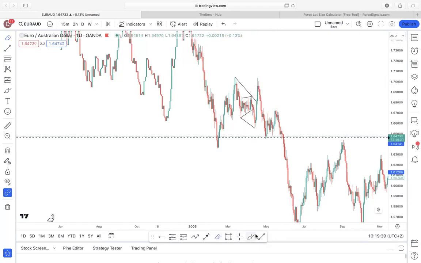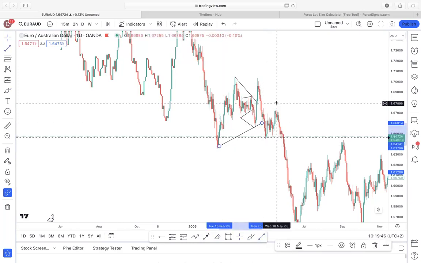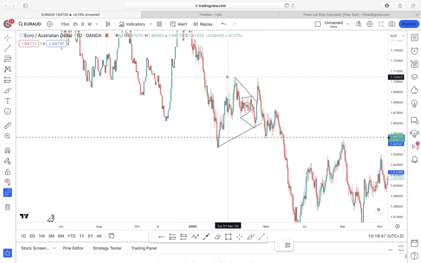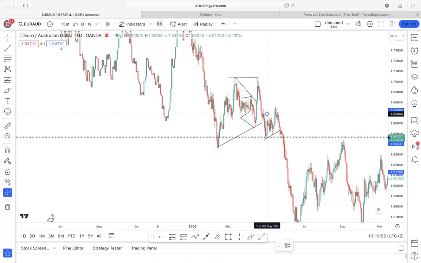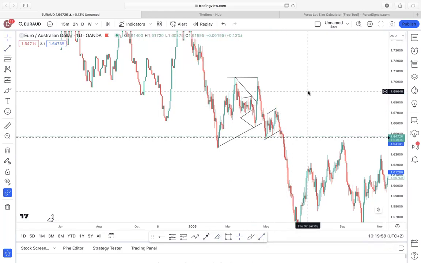And then things changed again. This pattern evolved into this new pattern. So you need to know how to evolve your patterns, as you can see. And then this was the one that eventually worked out. So we started from this one.